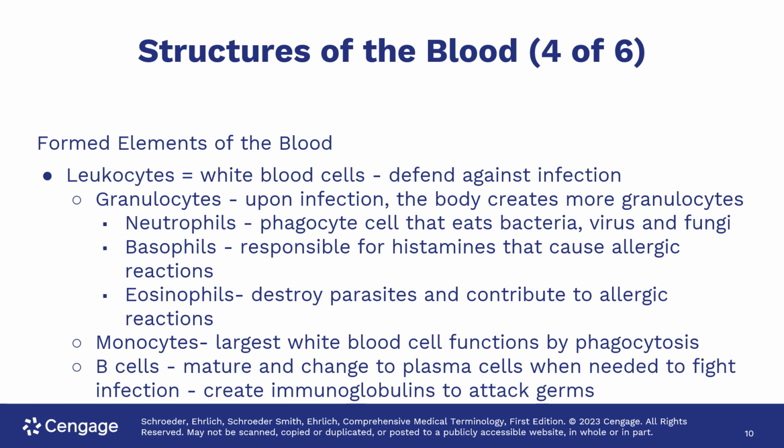Leukocytes, or white blood cells, are another element of blood. They play an important part in our ability to fight against infection. Different types of white blood cells have different functions. For example, eosinophils destroy parasites and increase in number when we have allergies. Neutrophils eat bacteria, virus, and fungi.